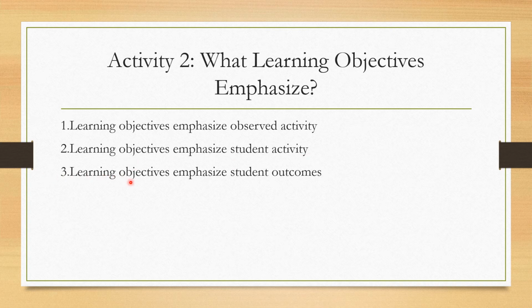And last, learning objectives emphasize student outcomes. Instructors often state objectives in terms of process or procedure, whereas learning objectives refer to the end results of instruction. A good learning objective states what a student will know or be able to do at the end of the instruction. So when we say learning objectives emphasize student outcomes, the main focus is what a student will know or be able to do at the end of the instruction.